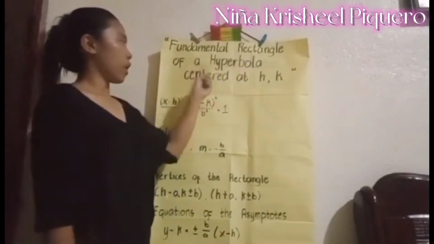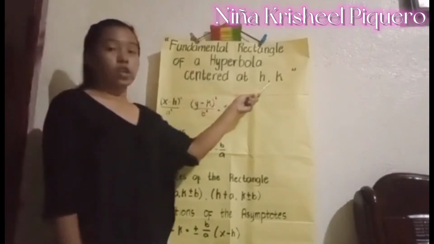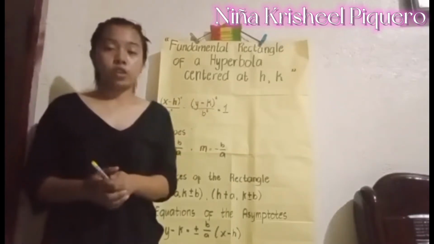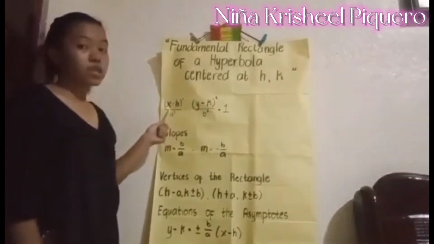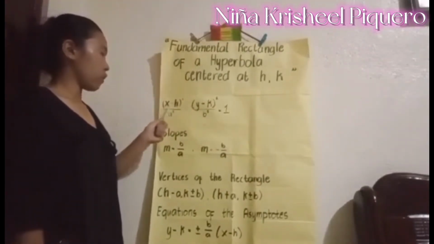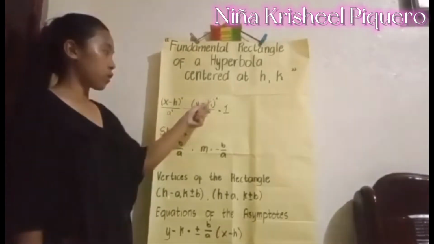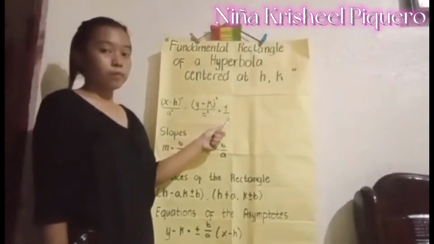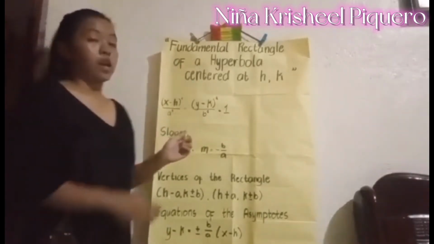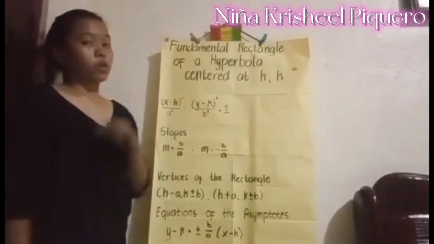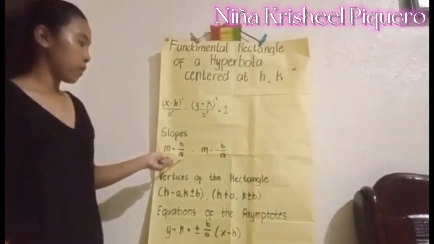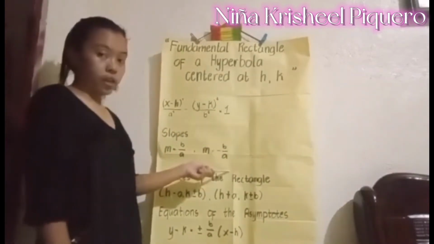Fundamental rectangle of a hyperbola centered at (h, k). So this is when the center of the hyperbola is not at the origin. For example, this is our equation: (x minus h) squared over a squared minus (y minus k) squared over b squared equals 1. So here are our slopes, which we need for this equation. The slopes are b over a and negative b over a.